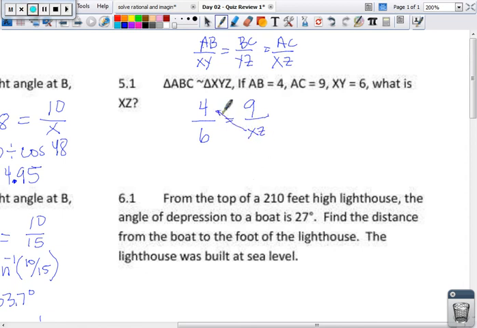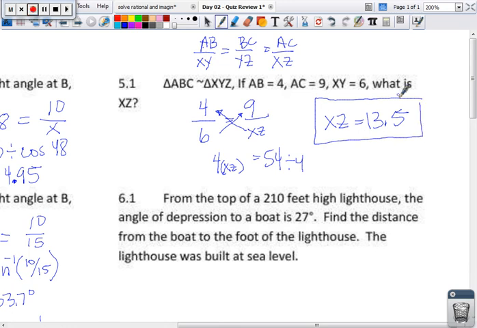So we solve proportions by cross multiplying. 4 times XZ, which is your variable, is equal to 54. Dividing both sides by 4, XZ turns out to be 13.5. So anytime you have similar triangles, your sides are in proportion. So you set up a proportion, you cross multiply, and you get your answer.